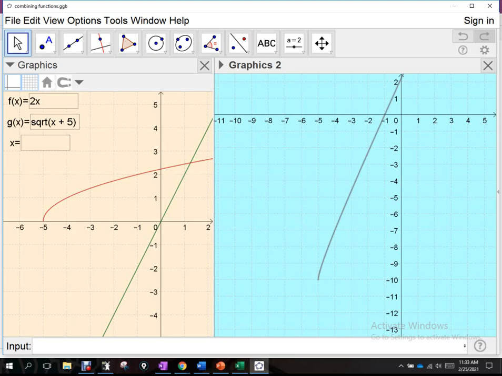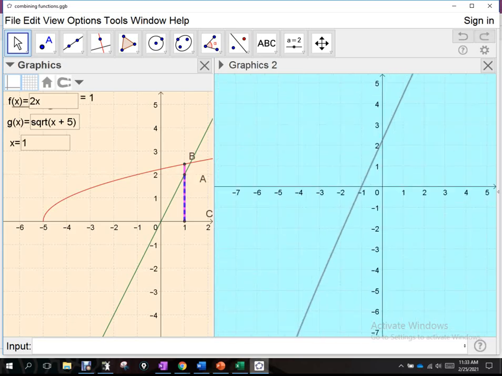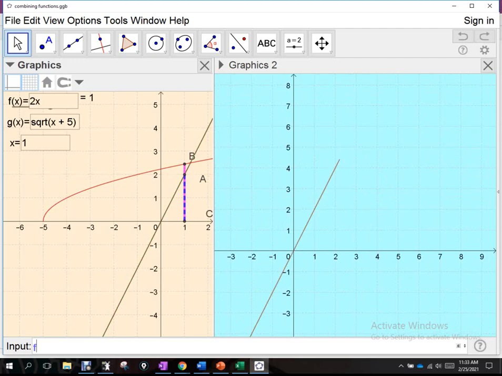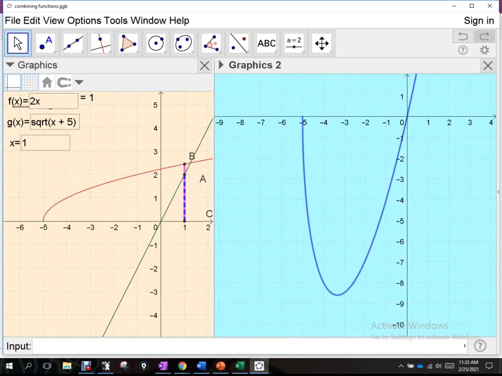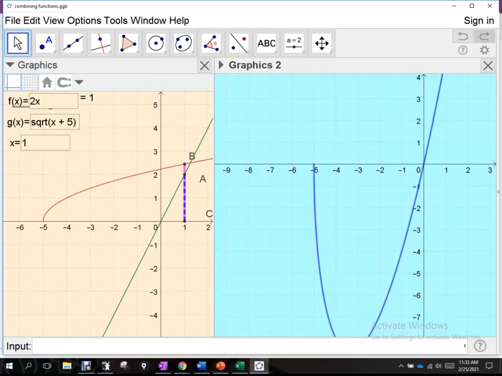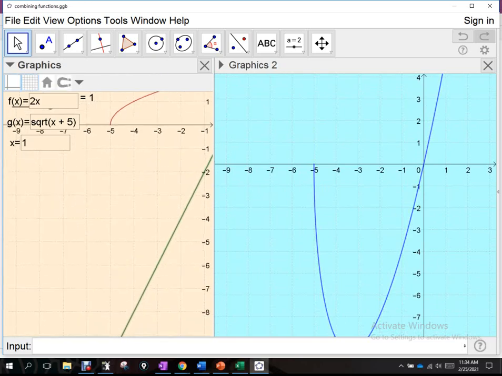If I go f times g, oh, let's go over here. That's kind of a weird looking graph. f times g. Okay. You see that to the left of negative 5, you don't have any points plotted, because over here, that graph and that graph only overlap to the right of negative 5 and not to the left of it. Does that kind of make sense about domains?